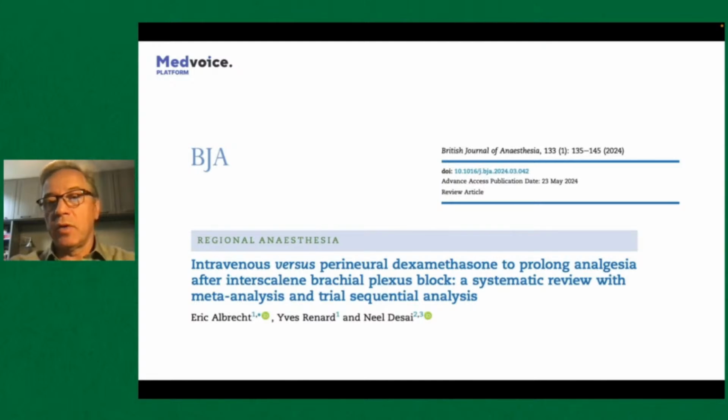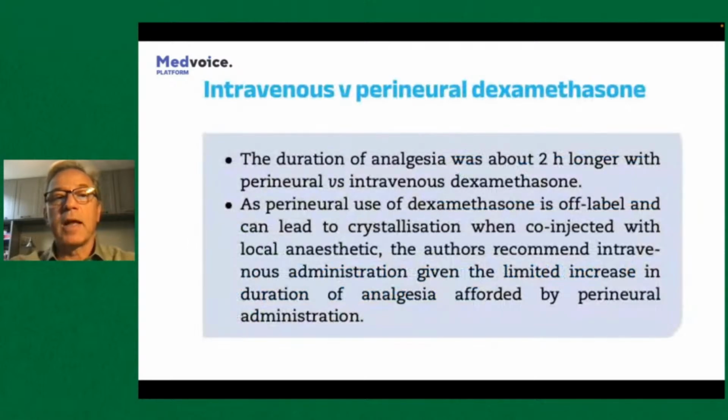The more recent review, which was just published in May 2024 by Professor Eric Albrecht from Switzerland, compared intravenous versus perineural dexamethasone in order to assess which one prolongs analgesia after interscalene brachial plexus block. Again, they've done a systematic review with meta-analysis. And what they found is that the duration of analgesia was 2 hours longer with perineural versus intravenous dexamethasone. So if you added perineural, yes, it does work longer compared to intravenous.